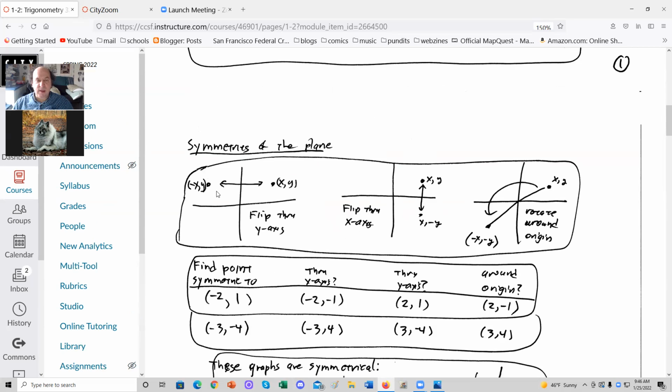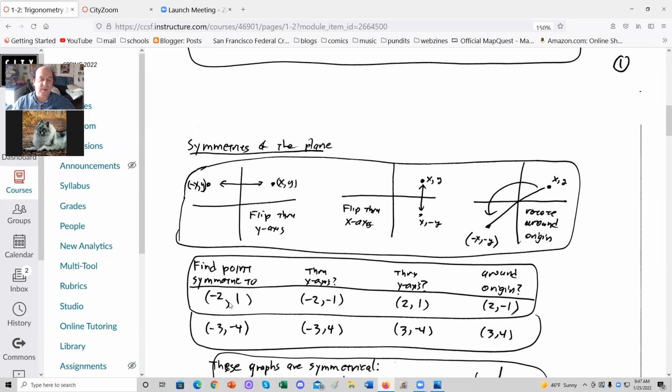Now, all right, there are symmetries of the plane. If you have a point x by y and you flip it through the y-axis, you get the point negative x by y. If you have a point x by y and flip it through the x-axis, you land at the point x by negative y. Then if you negate both, x by y to negative x by negative y, that's a rotation around the origin. That's because a flip around the x-axis followed by a flip around the y-axis is the same as a 180-degree rotation.